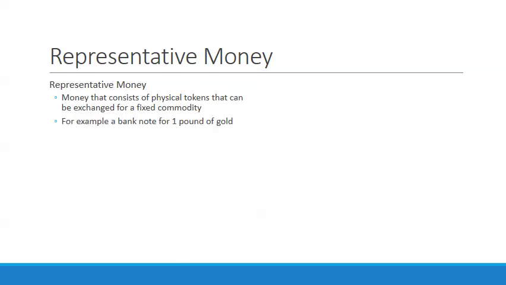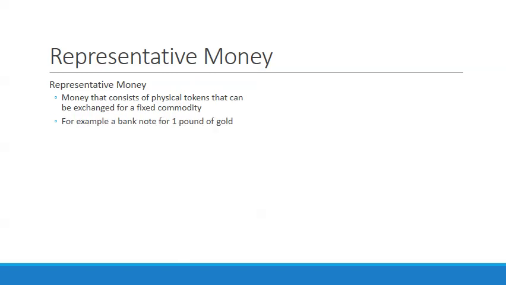So our second type of money we want to look at is representative money. It's money that consists of physical tokens that can be exchanged for a fixed commodity. So in other words, at this point, we're taking one thing and we're using it to represent the other. So if we were talking about our fish in a barrel being paid for with pepper, instead of hauling around a pound of pepper, you would have a note that said that you owned a pound of pepper. So for example, a banknote for 1 pound of gold.